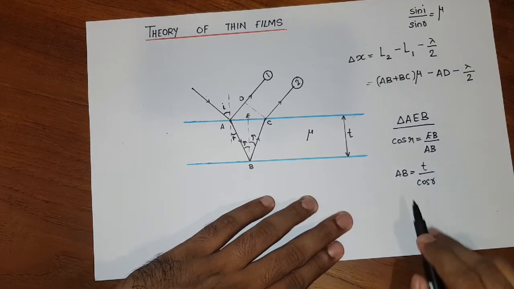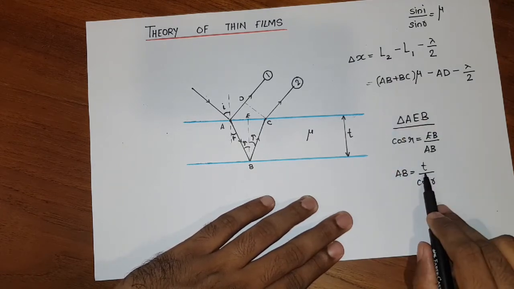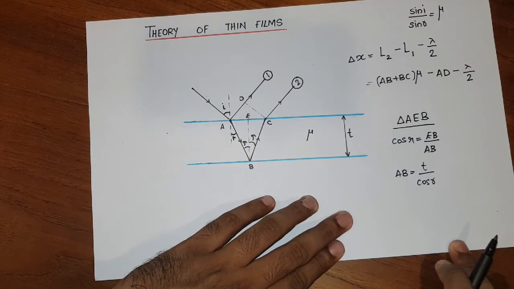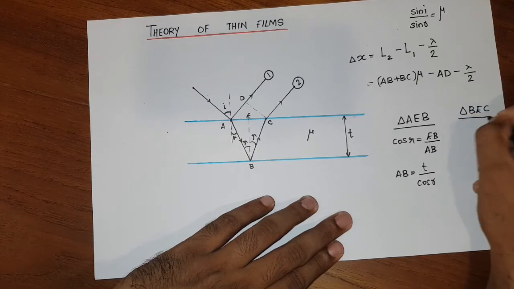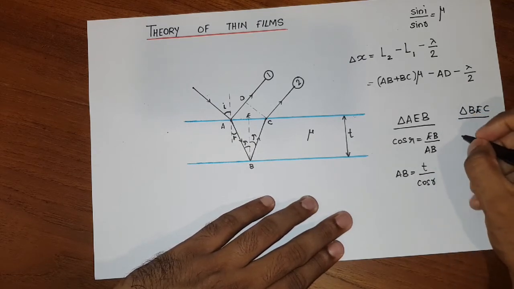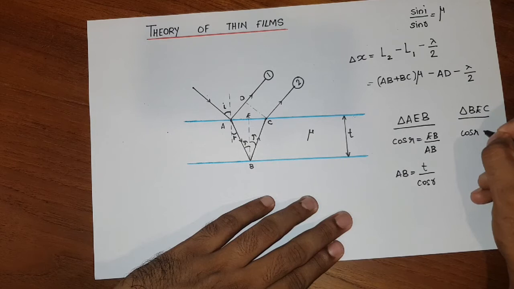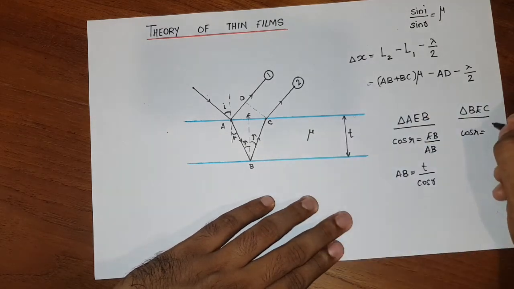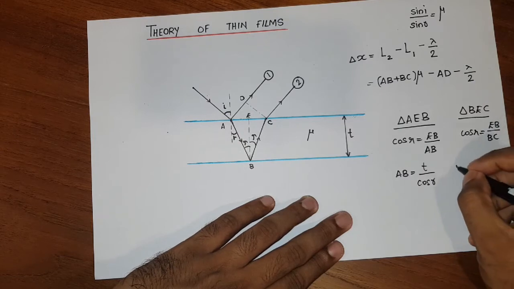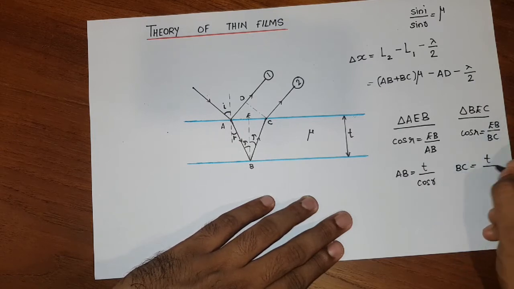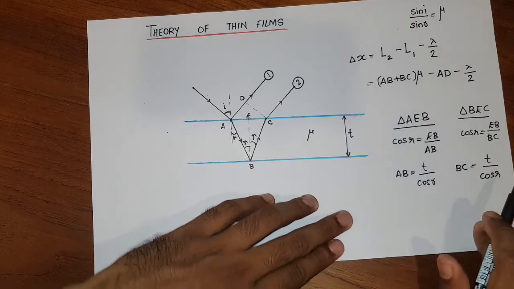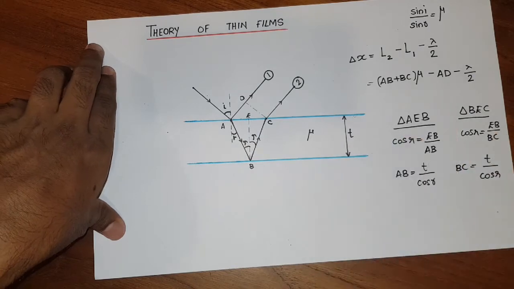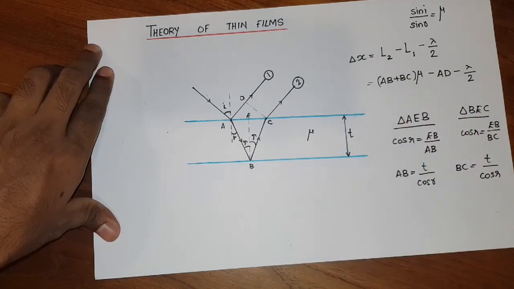Why did I do this? Because now I have AB in terms of the thickness of the film. Similarly, from triangle BEC, I can write cos R equal to, again, EB by BC, or you can write BC as T by cos R. So AB and BC are the same, that is nothing but T by cos R. Let that be there. Substitution we'll do later.